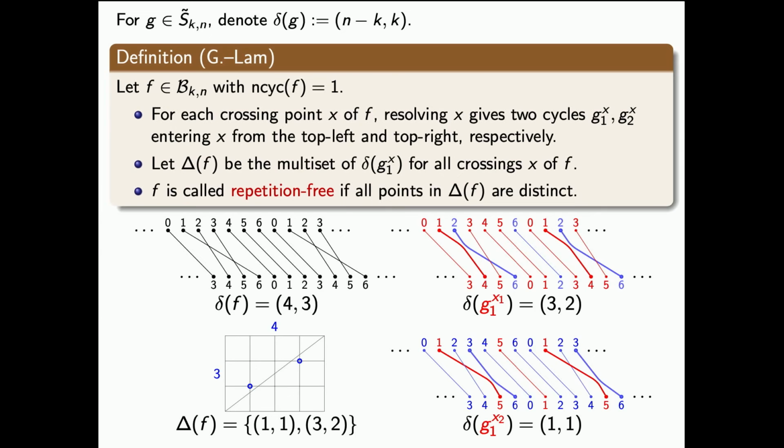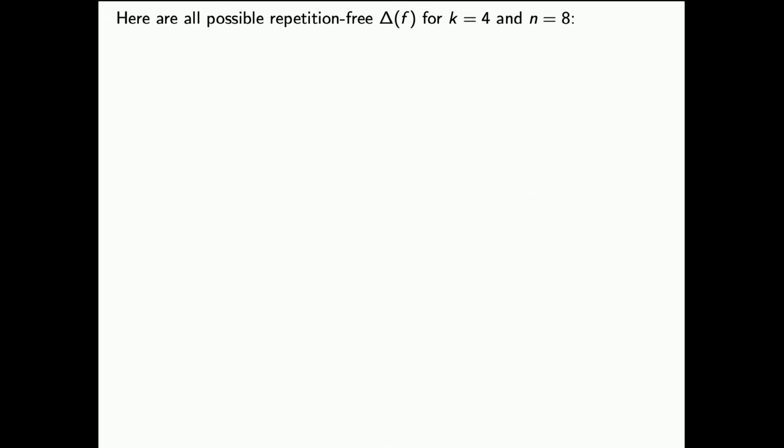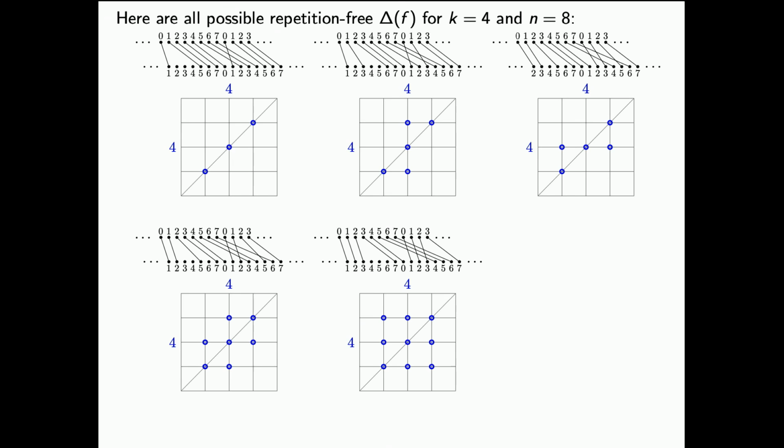Yeah, that's a very strange definition. In this case, we got lucky. There's 2 points, and they're different. So it's a repetition-free permutation. Now, here is the cool part. I just took a computer and computed all possible repetition-free ones. So go through all permutations for k equals 4 and n equals 8. There's lots and lots of them. Just write down all repetition-free sets that you get. In turn, you get these 5 sets.